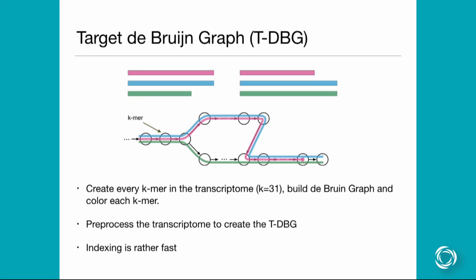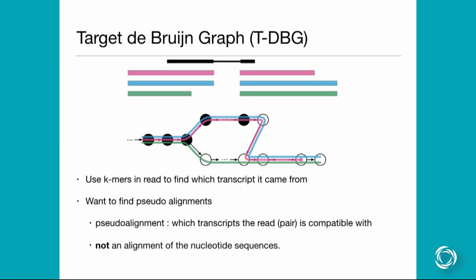Okay, so this is the target, the brown graph. This is what we build given some annotation, so you give us a FASTA file that has a set of transcripts, and then we build this data structure from it. With a human transcriptome, I could build it on my MacBook Pro, the little 13-inch one, in about 5 to 7 minutes or so. And you do that once, okay?